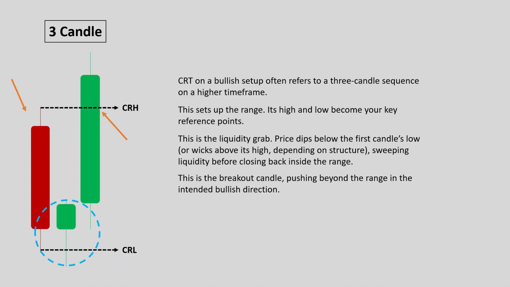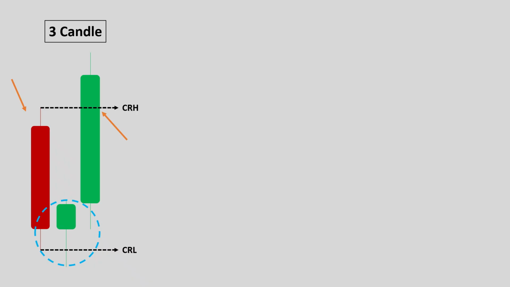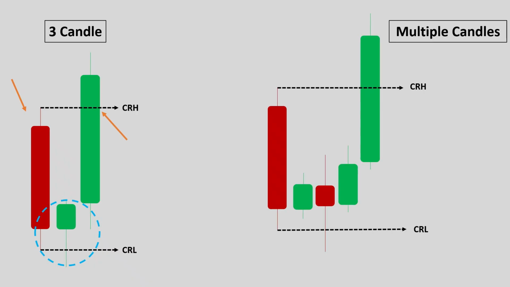Now, here's something important to remember. CRT doesn't have to form in a neat 3-candle sequence. It can just as easily develop over a series of more than 3 candles. The core principle stays exactly the same. The market defines a range, takes liquidity, and then breaks out. The difference is in the timing. A clean 3-candle pattern typically plays out faster, while a multi-candle buildup takes longer to develop.